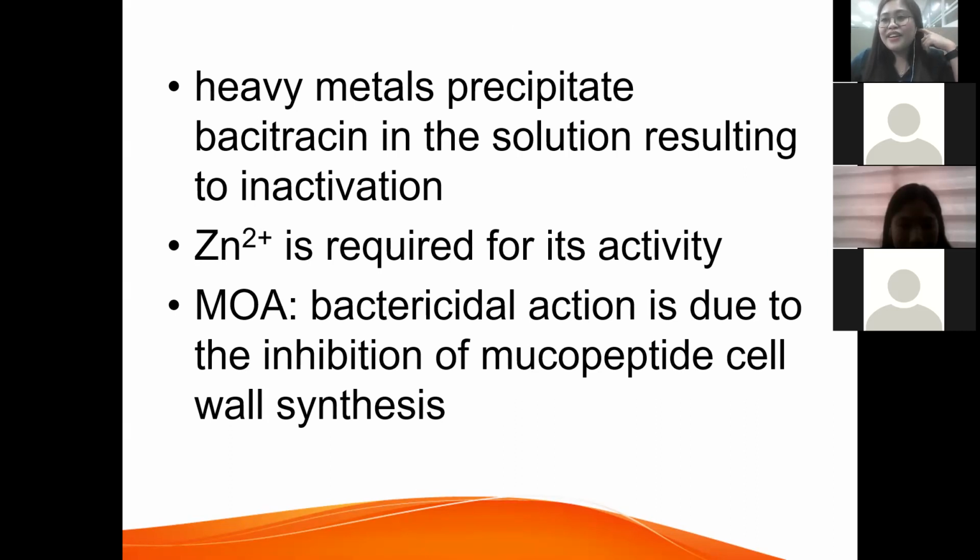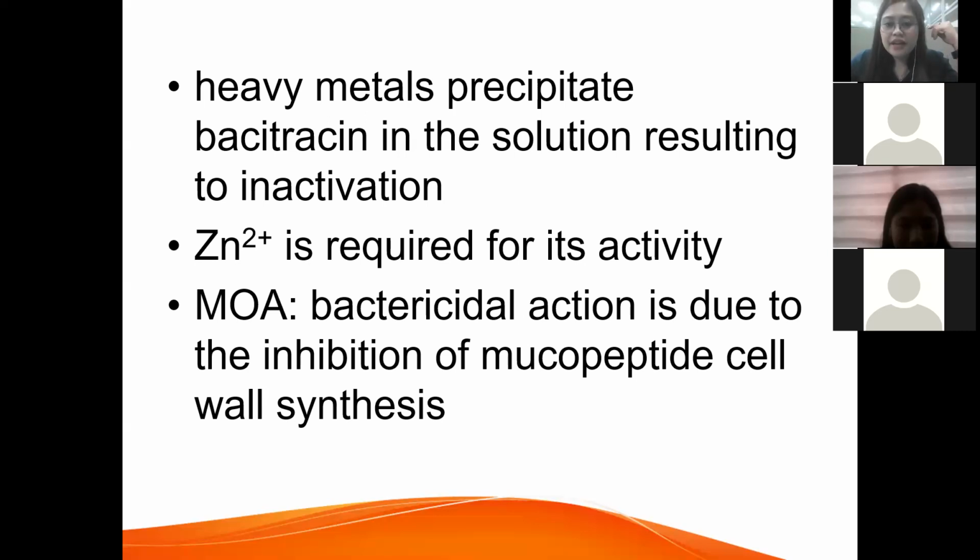Second is you cannot combine bacitracin to heavy metals because heavy metals can inactivate the bacitracin. It will precipitate bacitracin, and once precipitated, it will be inactivated except for zinc. So zinc is still a metal, but it's the only metal that is required for the activity of bacitracin. That is why for me to remember bacitracin, I always say bacitrazine para dili ko makalimot sa zinc na required for the activity of the drug. Again, I call it bacitrazine. Okay? Kasi all other metals should not be incorporated to bacitracin.